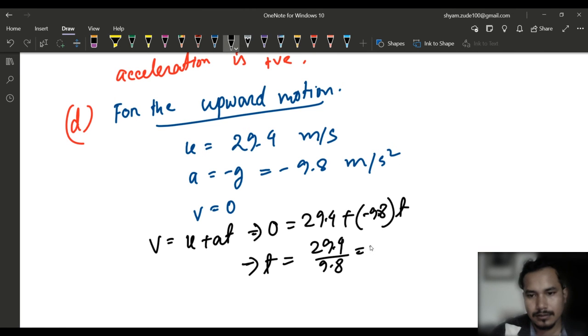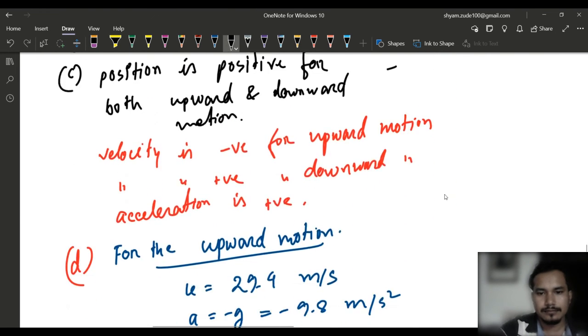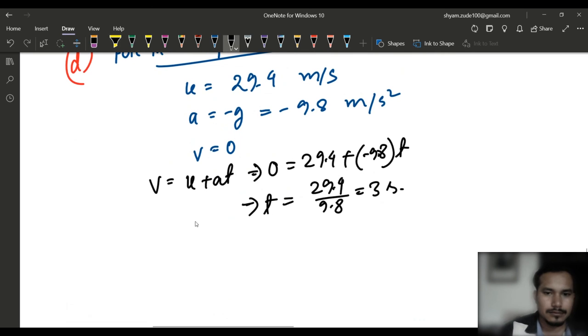which is 3 seconds. So it will take 3 seconds to reach the highest point. Next we'll discuss the downward motion.